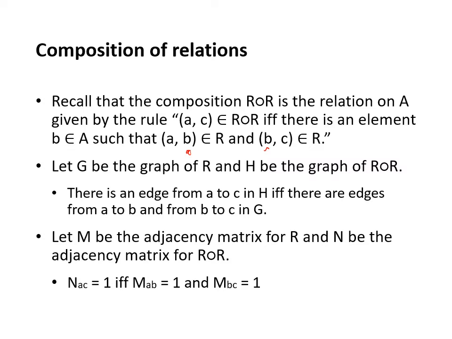So then let M be the adjacency matrix for R and N be the adjacency matrix for R circle R. Then N_ac is 1 if and only if M_ab is 1 and M_bc is 1. So this is just restating what we've said here using this matrix form. Okay.